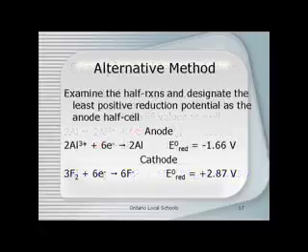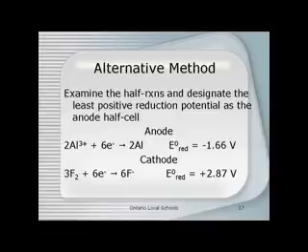There is an alternative method for finding the standard cell potential for a voltaic cell, and it does not require the flipping of one of the equations. For some people, flipping one of the equations becomes somewhat problematic, and this is a method for those who struggle with that. And so here's how we look at this.